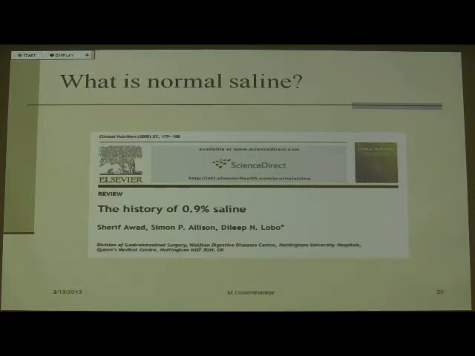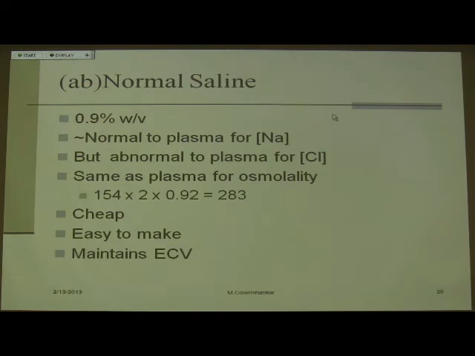What's normal about normal saline? Nothing, exactly. So it should really be called abnormal saline, right? Because it's not really normal. It's only 0.9% weight for volume. And it's normal to plasma for sodium concentration. That is the only part that's normal about normal saline.